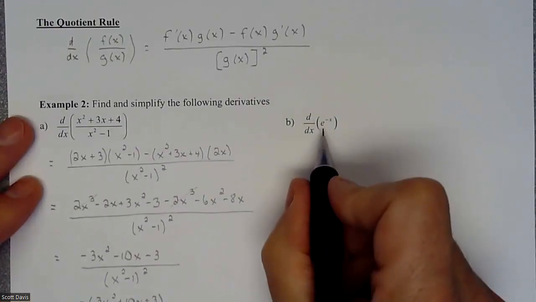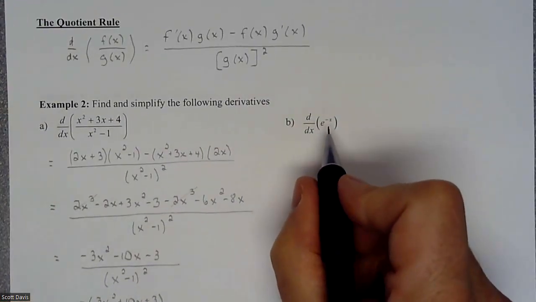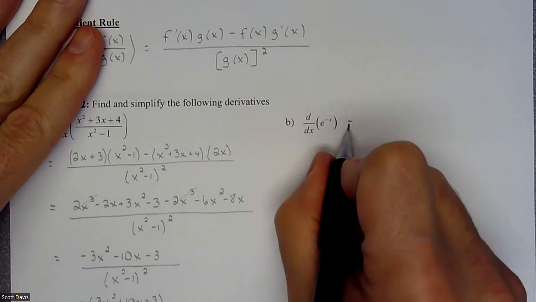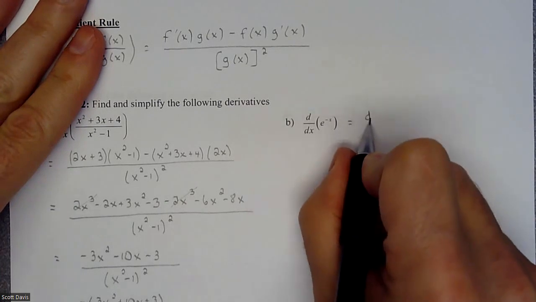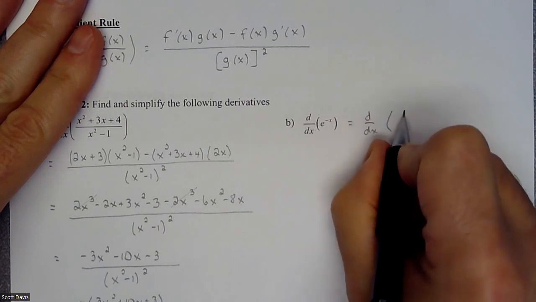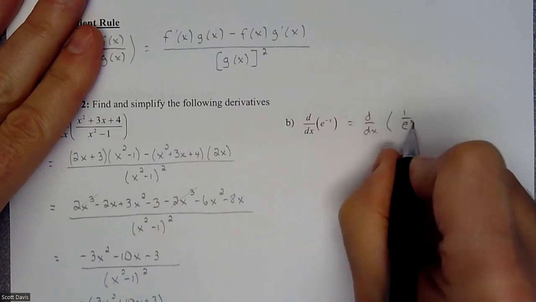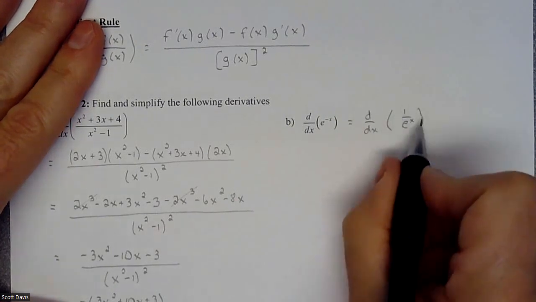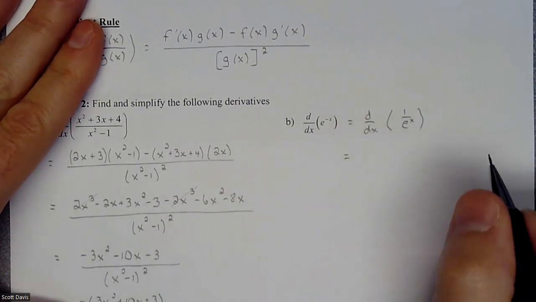All right, so let's do this one. This one doesn't seem to look like much of a quotient. Like, where's the fraction on it? Well, it's because of that negative exponent: e to the negative x could be written as 1 over e to the x, right? A negative exponent is going to bring it down. So if we write it like that, now we definitely have a quotient rule.